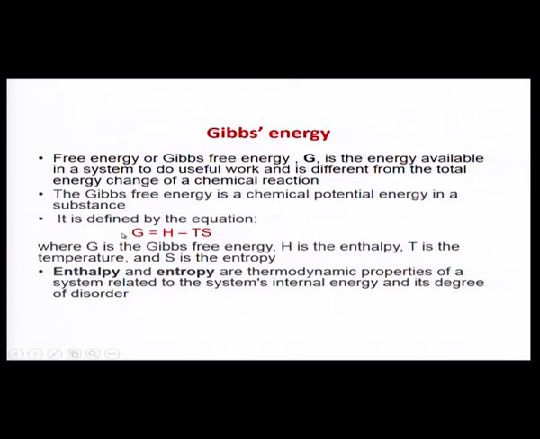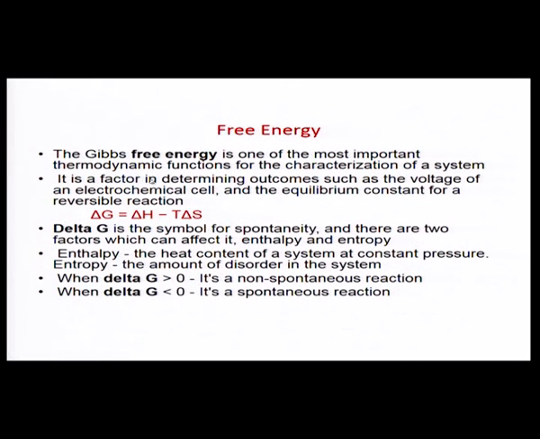So this is actually the Gibbs energy. It depends on enthalpy and entropy plus temperature of the system. So in this equation, G represents the Gibbs energy, H is the enthalpy, T is the temperature, and S is the entropy. The enthalpy and entropy are thermodynamic properties of a particular system related to the system's internal energy and its degree of disorder. The free energy is one of the most important thermodynamic functions for the characterization of the system. If you know this value, we can characterize the system thoroughly.